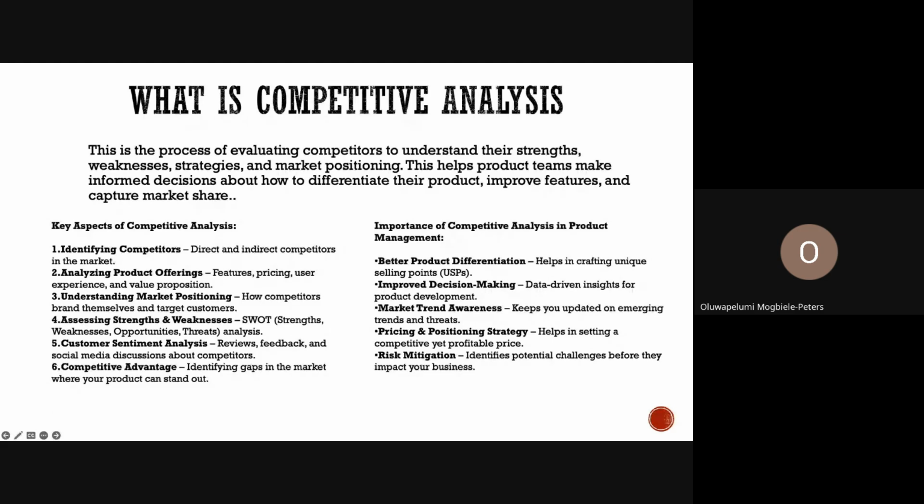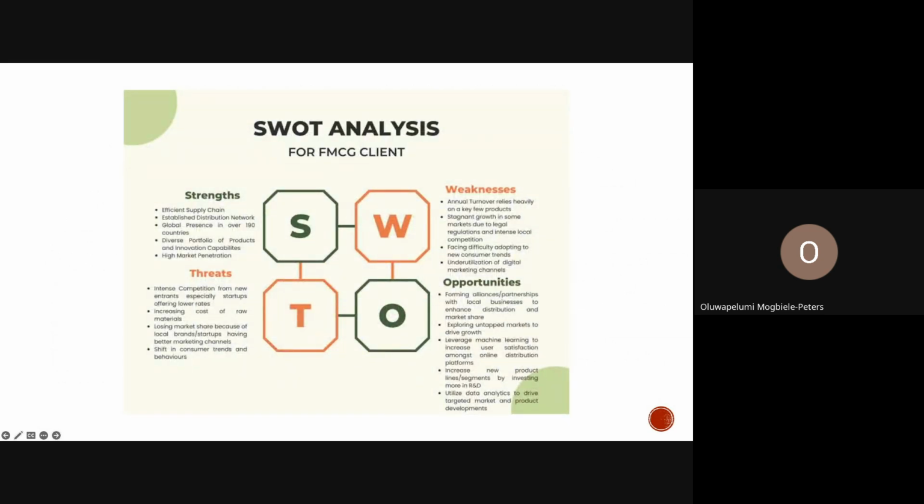Risk mitigation, it helps you identify potential challenges before they impact your business. What has happened to these people? Why did it happen? How did it happen? You already have a notion ahead. I'll give you an example of this. This is a SWOT analysis for an FMCG client. If I look at their threats, they have intense competition from new entrants, especially startups offering lower rates. If you have this analysis, you already know how to enter the market. Increasing cost of raw materials. Risk mitigation, we mentioned it now. So how do you plan to get your own raw materials at a cheap rate?